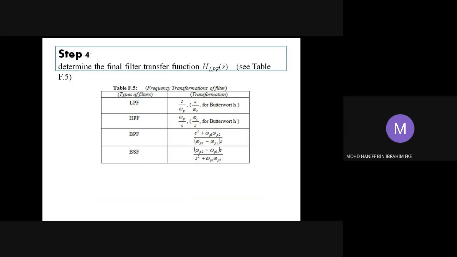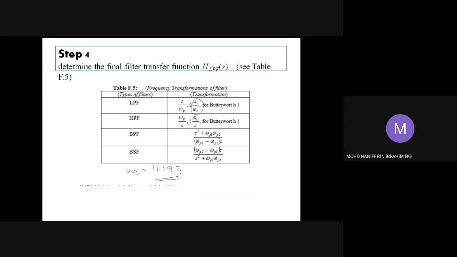Page 4, I believe. Page number 4. Okay, so low pass Butterworth filter. This has been informed earlier: you have to transform the S into S over omega C. So we have calculated earlier that omega C equals 11.192.